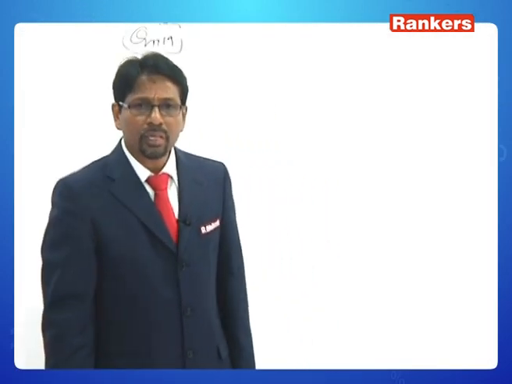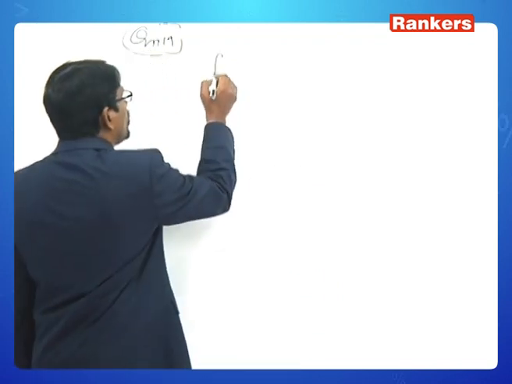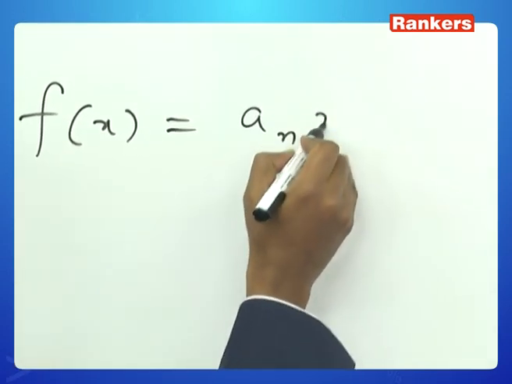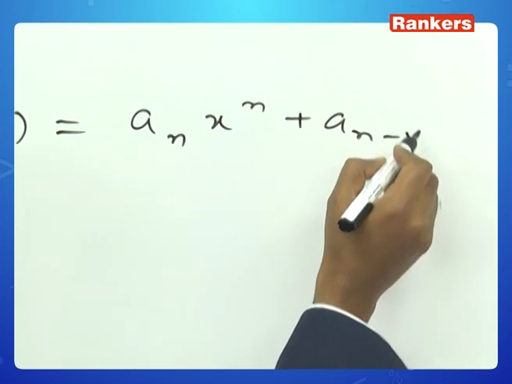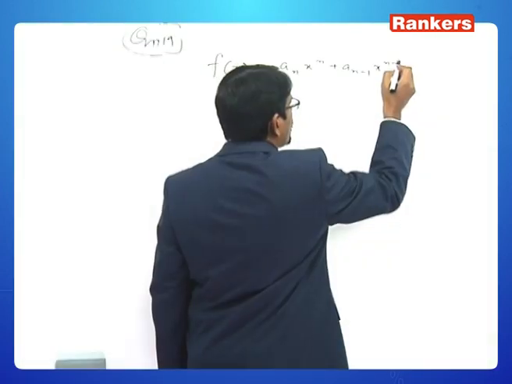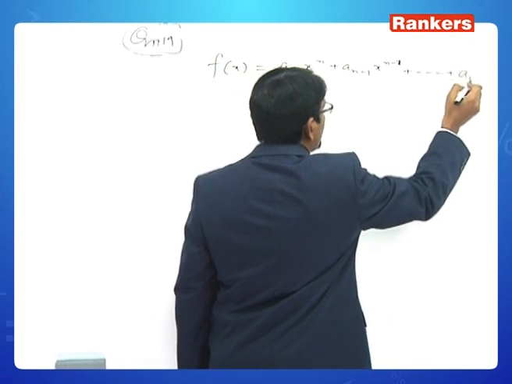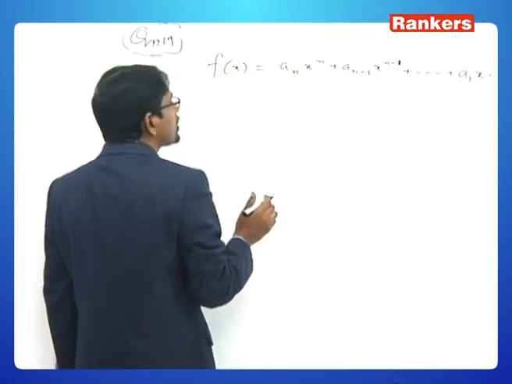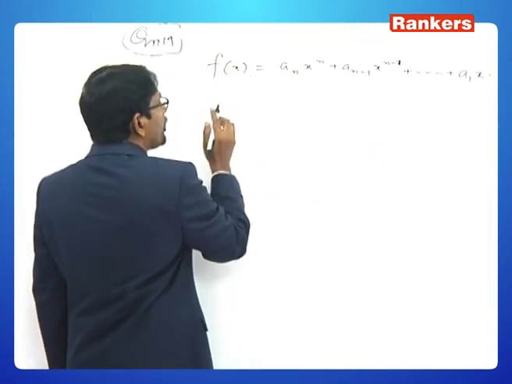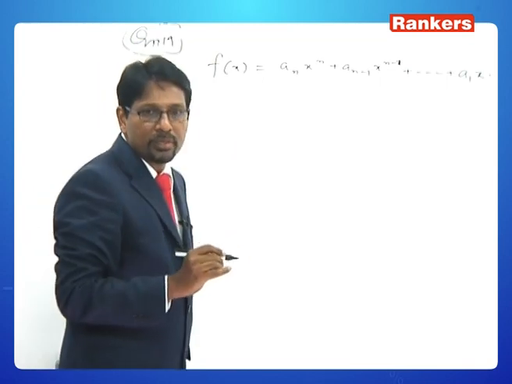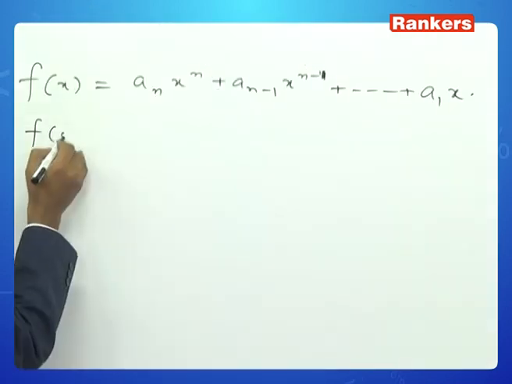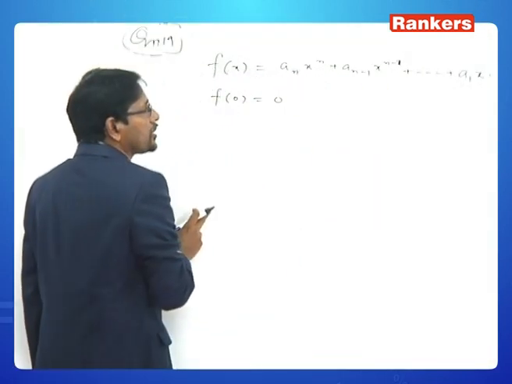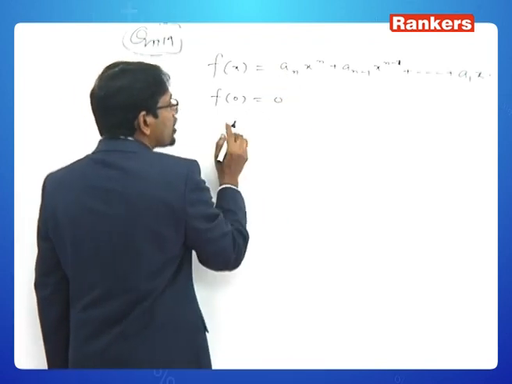Now let's have a close look at the first equation. What is the first equation? Let me write that as f of x equal to a n into x power n plus a n minus 1 into x power n minus 1, and so on and so forth, up to a1 times x. So the least degree term in that is x. Now very clearly from here, f of 0 is 0 because we have an x factor in every term. So f of 0 is 0.